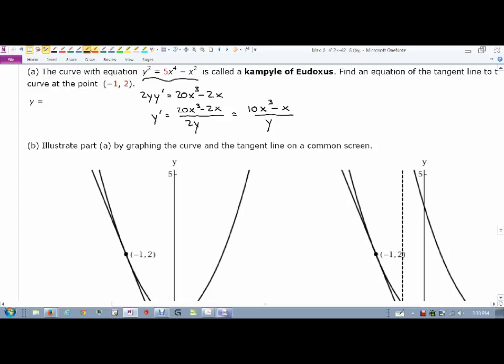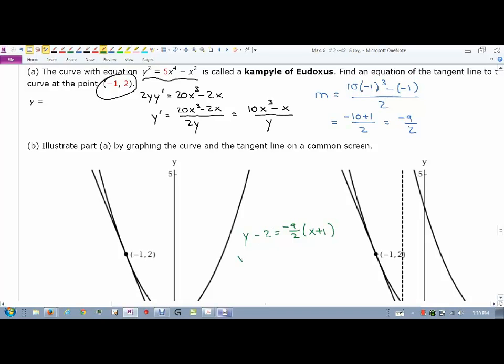Now, if we want to know what's happening at the point (-1, 2), I know that the slope of my tangent line will be 10 times x, which is -1, cubed, minus x, which is -1, all over my y, which is 2. So we get -10 plus 1 over 2, which is -9/2. And then you have the general formula we use, y minus y1 equals m times x minus x1, which would be minus a negative. So that should be it.